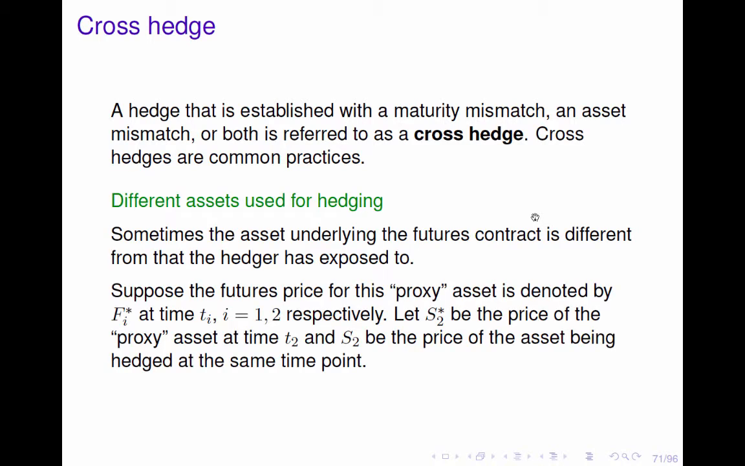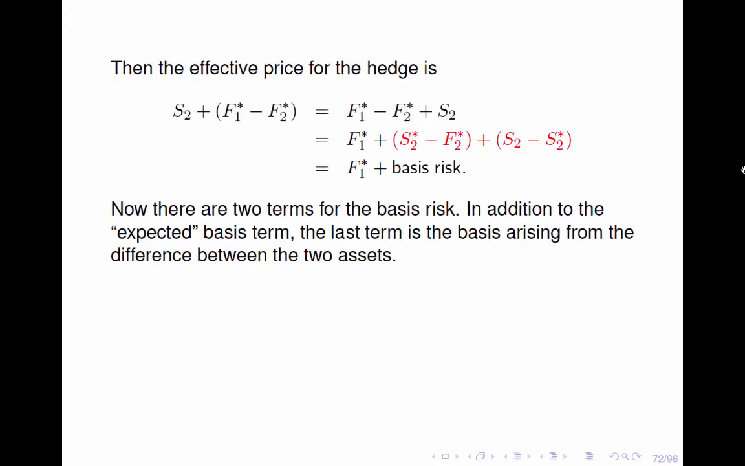Now let's consider the case when the underlying asset of the futures is different from the one the hedger is exposed to. Suppose the futures price for this proxy asset is denoted by Fi star at time ti, where i equals 1 and 2 respectively. Let S2 star be the price of the proxy asset at time t2, and S2 be the price of the asset being hedged at the same time point. Then, the effective price for the hedge is the spot price of the asset at time t2 plus the difference of the futures price of the proxy asset at time t1 and t2.